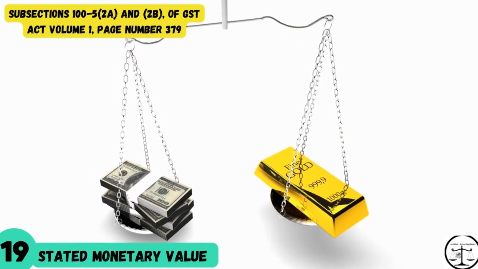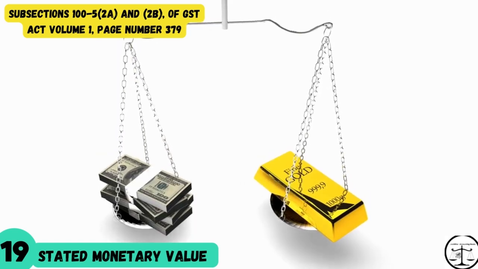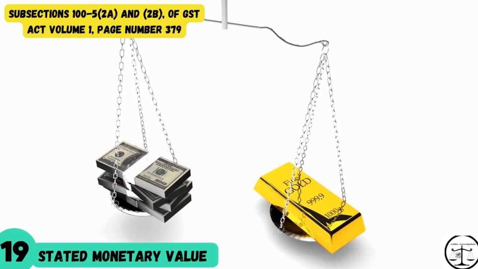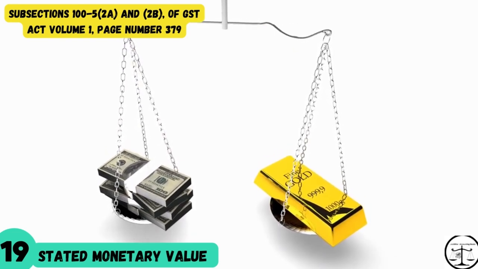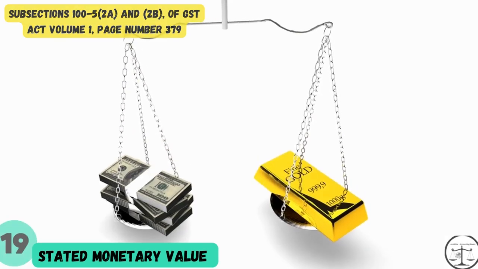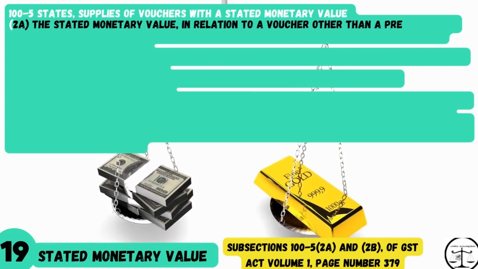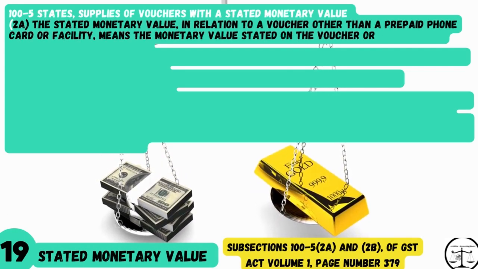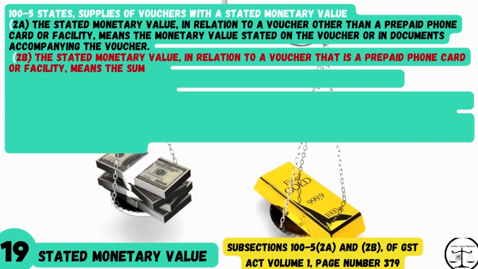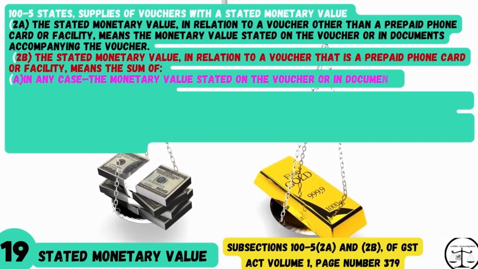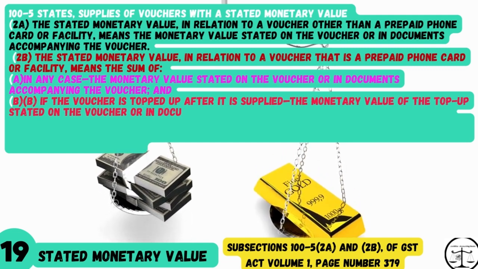Next word. Word number 19. Stated monetary value has the meanings given by subsections 100-5(2)(a) and 2(b). That is subsections 100-5(2)(a) and 2(b) of GST Act Volume 1, page number 379. 100-5 states. Supplies of vouchers with a stated monetary value. 2a. The stated monetary value, in relation to a voucher other than a prepaid phone card or facility, means the monetary value stated on the voucher or in documents accompanying the voucher.